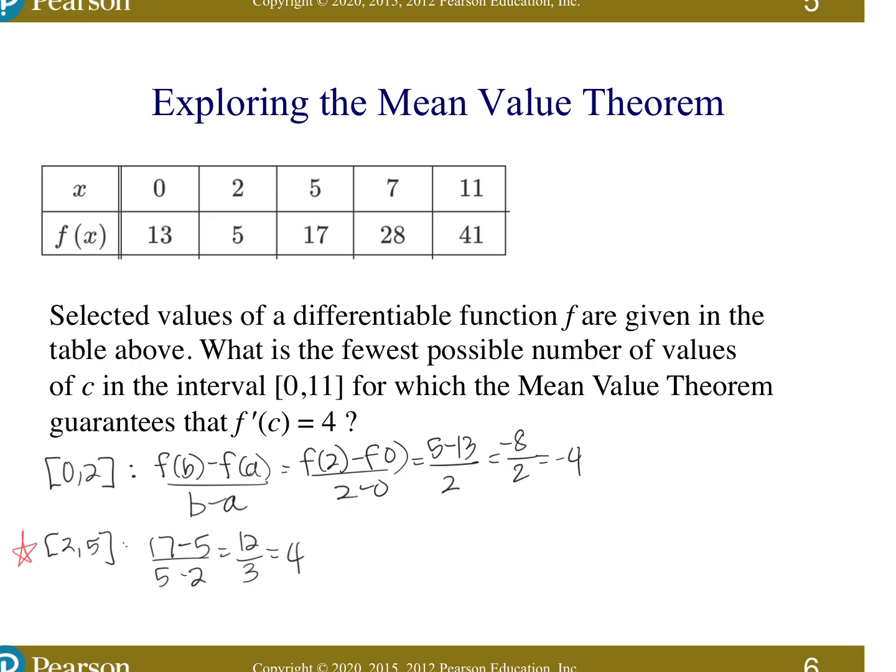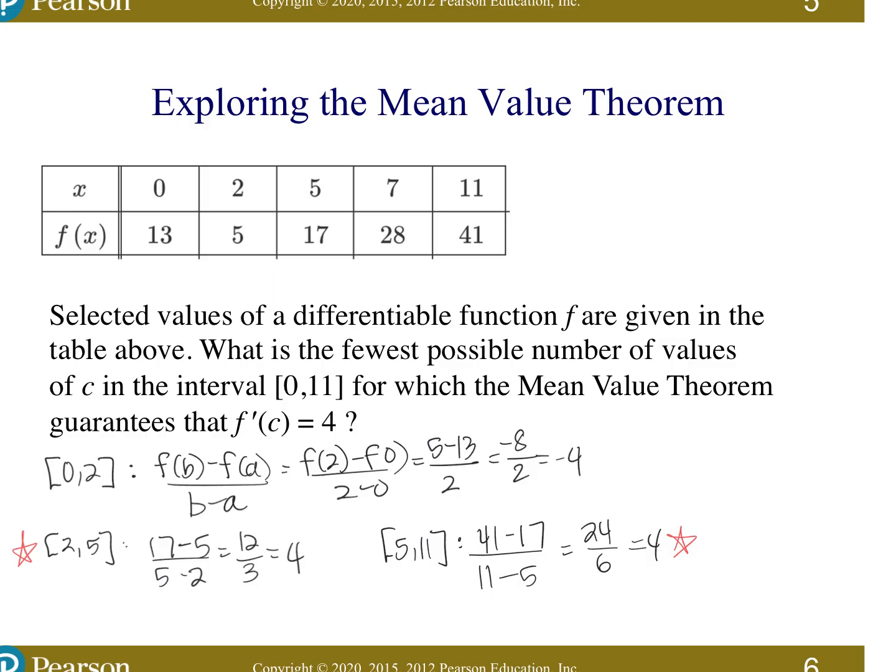How about 5 to 11? All right, what do we get for 5 to 11? What's 41 minus 17? 24 over, okay, 24 over 6. All right, good job. So she found another one. Okay, so from 5 to 11, 41 minus 17 over 11 minus 5. So we have 24 over 6, which is equal to 4, and we have another one.